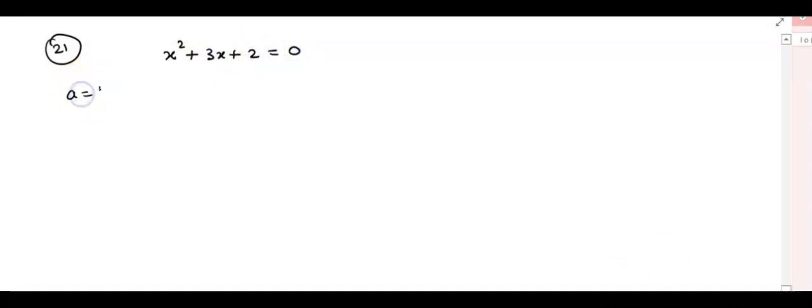The value of a is plus 1. It is in the form of ax square plus bx plus c. A is 1. If nothing is given, you have to assume 1 is there. B value is plus 3. C value is plus 2.